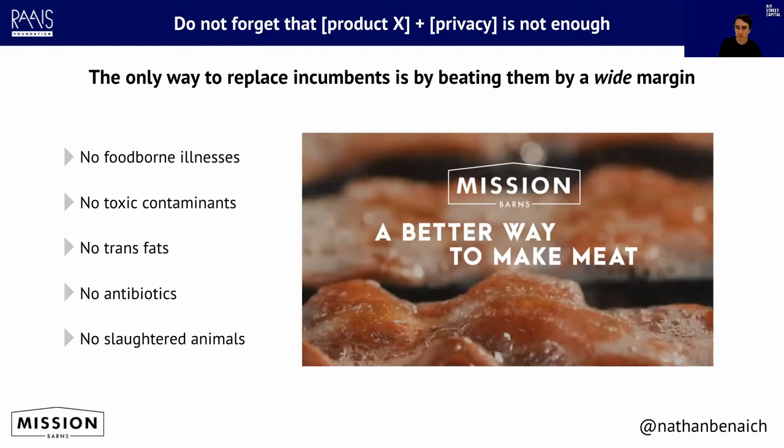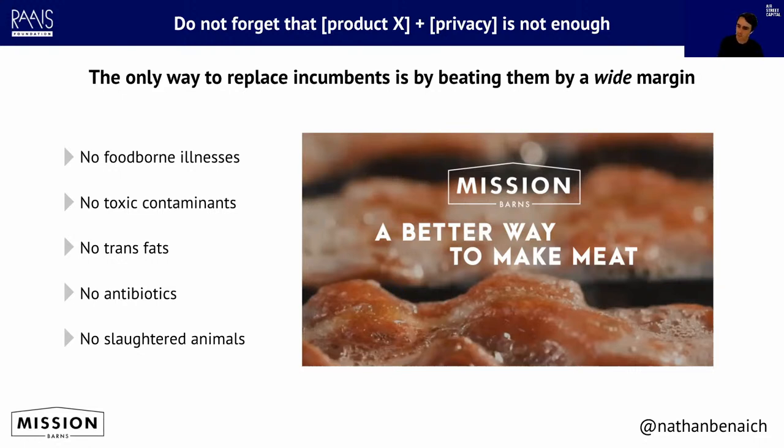Take an example from a completely different segment, but one that's very much the David and Goliath battle that I talk about: Mission Barns, which is an Air Street portfolio company that's essentially invented a new way to make meat that does not involve slaughtering animals. This is in the segment of clean meat, cell-based meat.